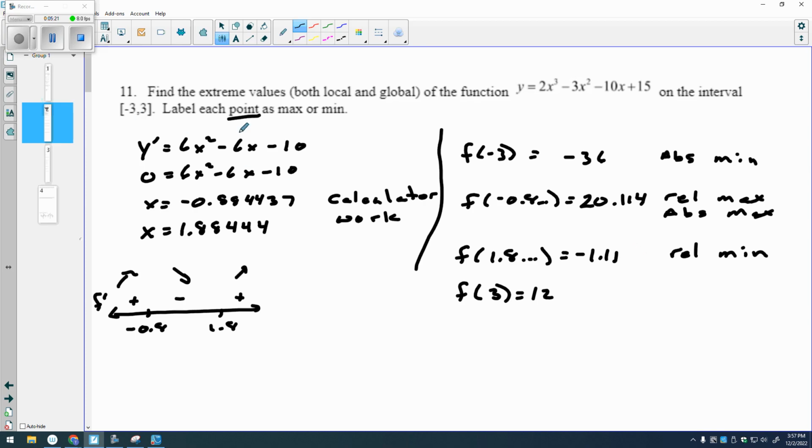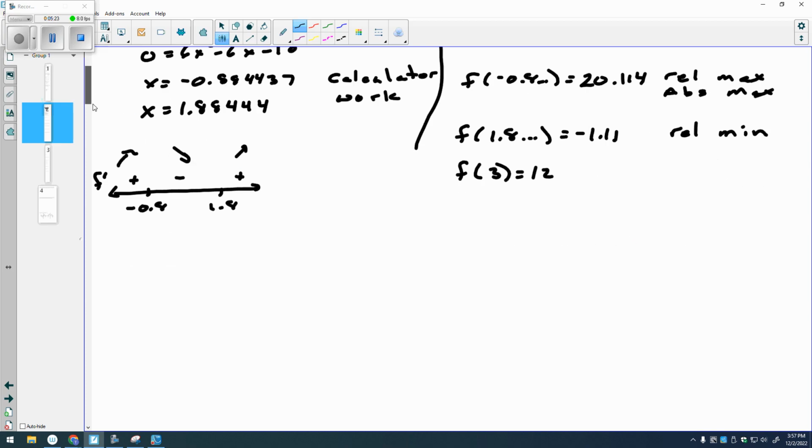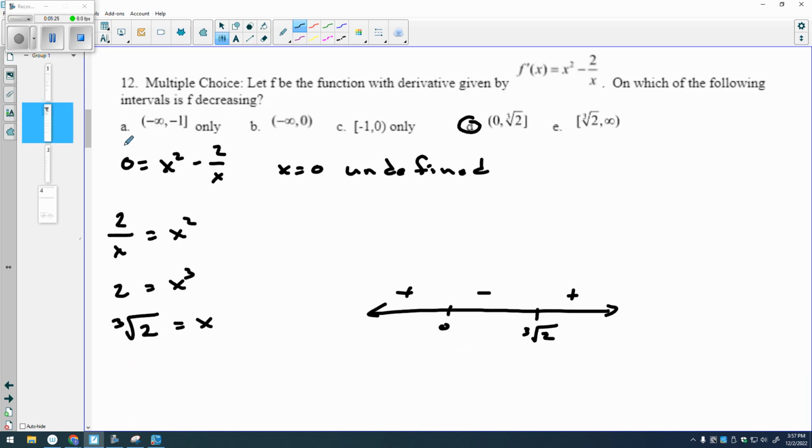All right. I think that's good for 11. Question 12. Let f be some function with derivative given by this. Okay, this is my derivative. On which of the following intervals is f decreasing?